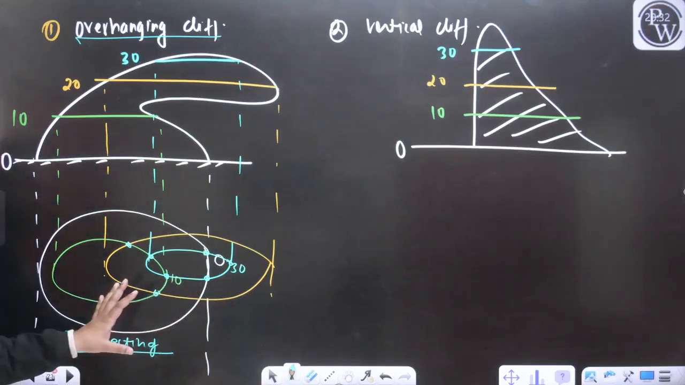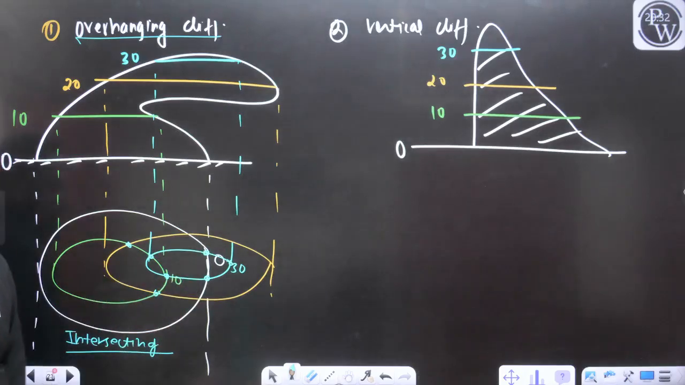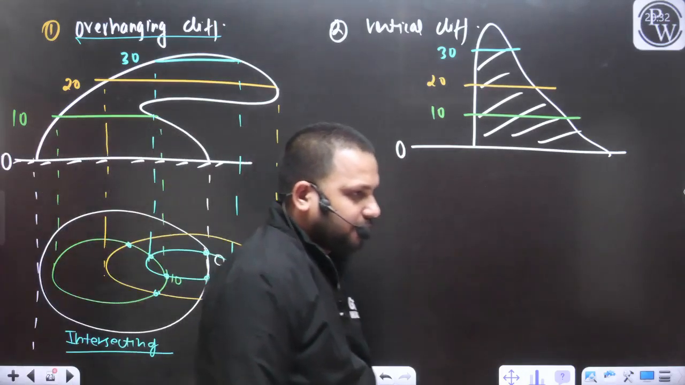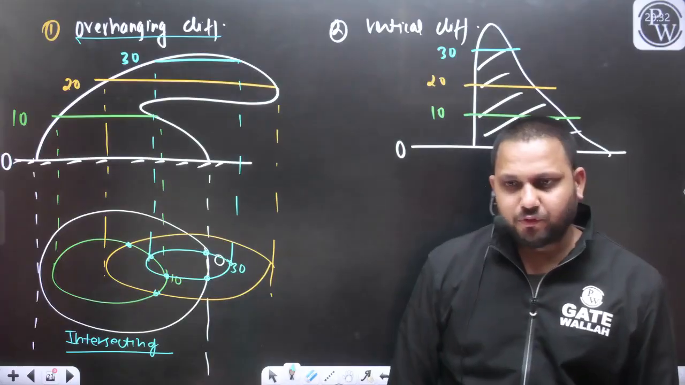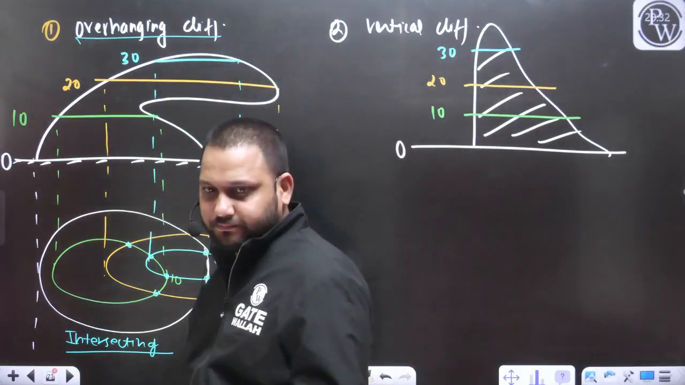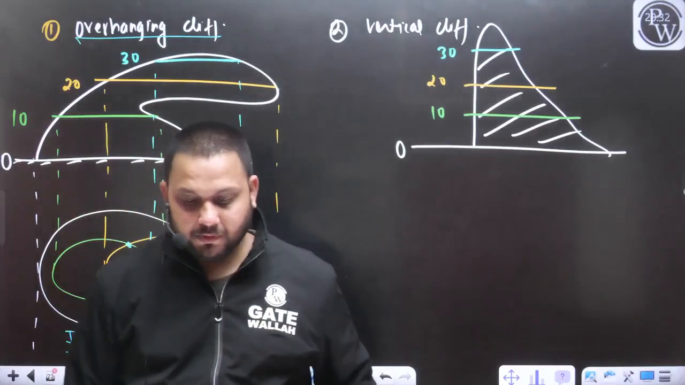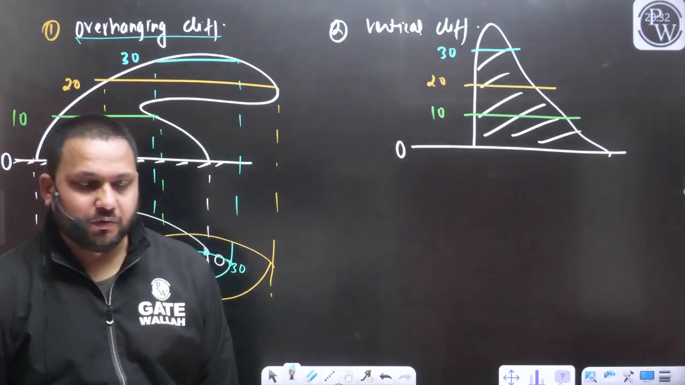Are you able to understand this point? Yes or no? Have you got this concept? Please tell me in the chat box, dear. How the different contours are intersecting in the case of an overhanging cliff. I hope you all got this point.